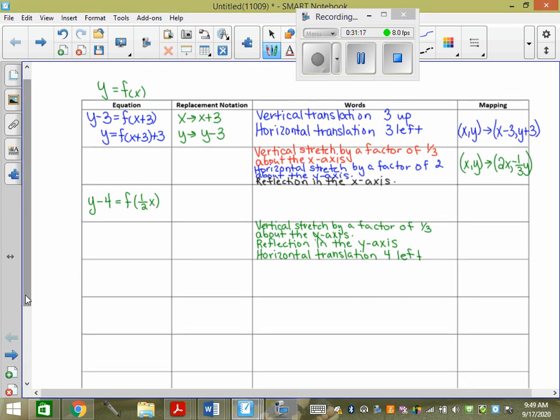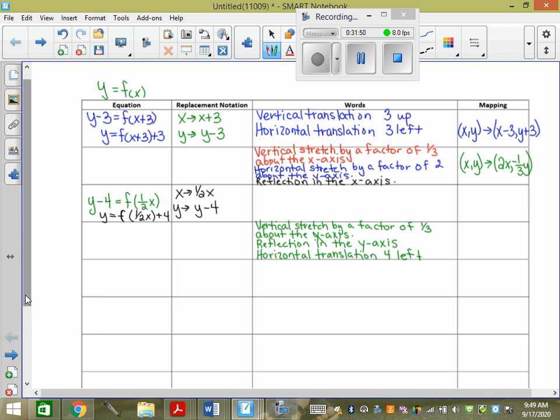This one I'd add my 4 over, so I'm going to get y equals f of 1/2 x plus 4. So when I go do my replacement notation, I'm going to replace it for the y, right? So I'm going to get x becomes 1/2 x, and y becomes y minus 4, because it's literally what it would be replaced with, right? So if I had to do replacement, actually leaving everything on the left-hand side would be better. It was with the y.